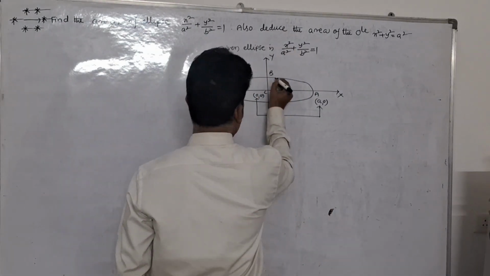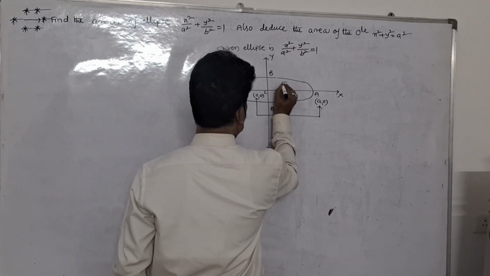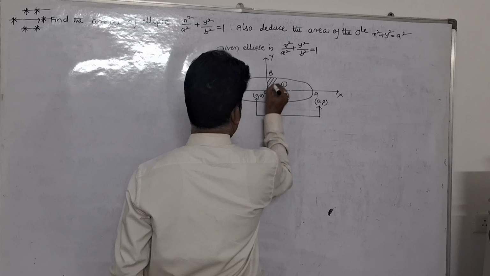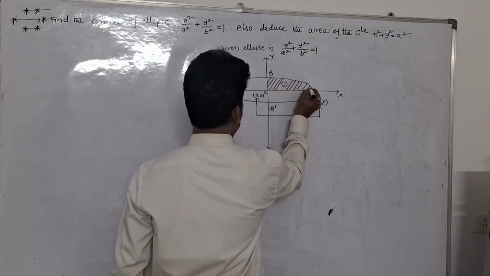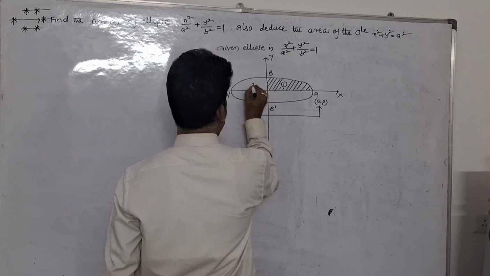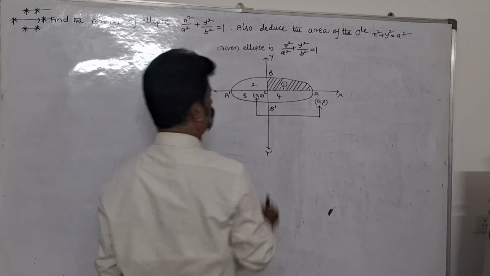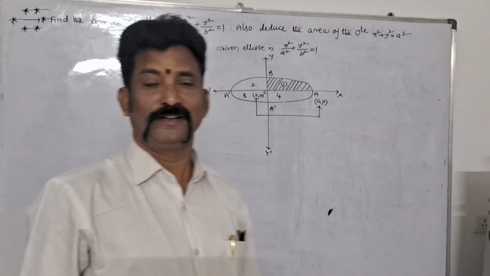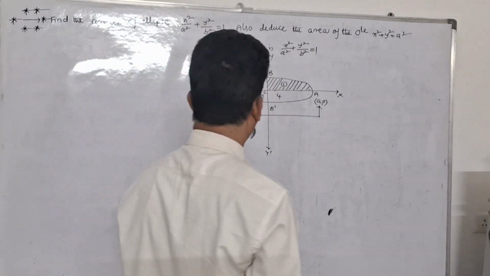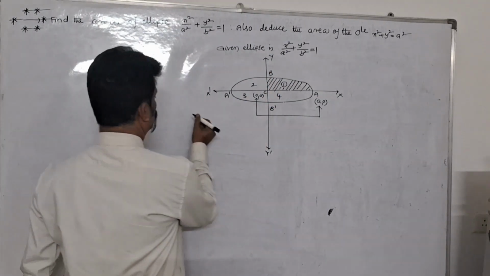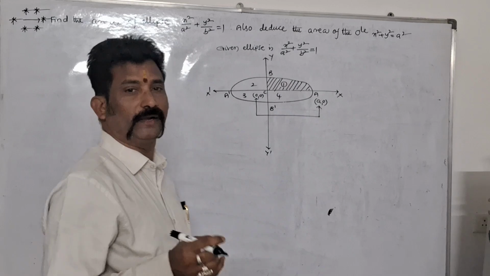Now the area. This is the first area, like this. How many parts are there? This one 2, 3, 4 parts are there. Why? Because the ellipse is symmetric about both the axes. Now, from the equation we don't know the value of y directly.